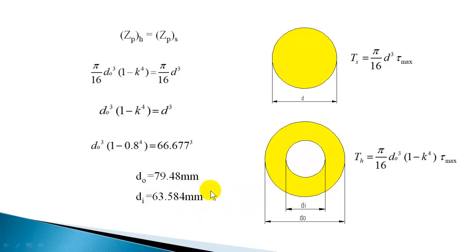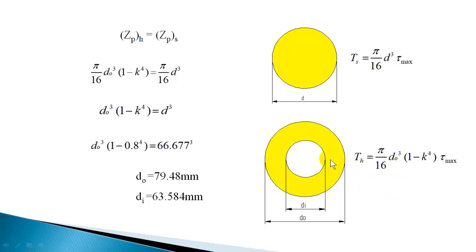Now, if you are using these diameters as the external and internal diameters, the replaced shaft also can transmit the same torque, keeping the maximum shear stress to 70 megapascal. Now the question is to find out the percentage saving in material. So while replacing this shaft by making it hollow, you are saving some material.